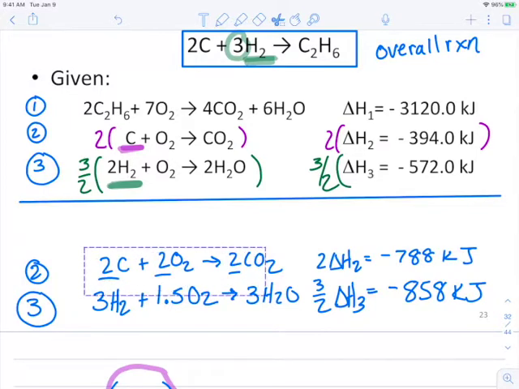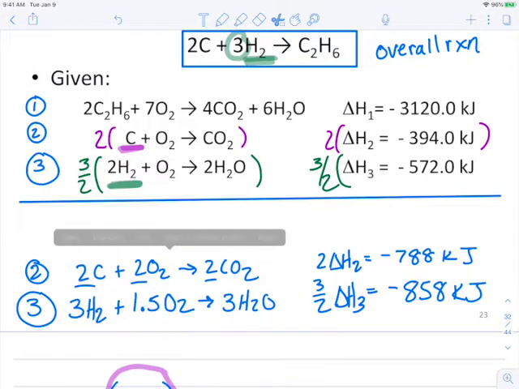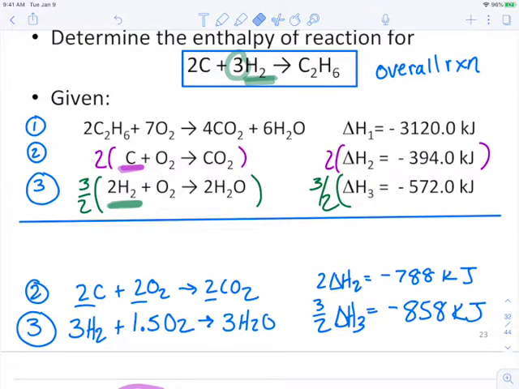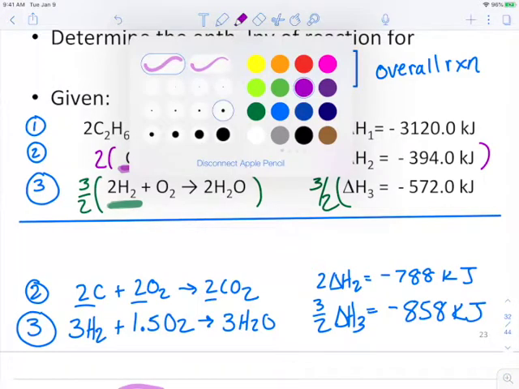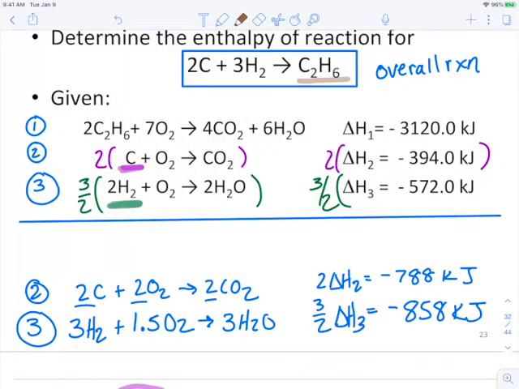I'm going to go ahead and move these over a little bit. There we go. All right. So next up, we're going to do our C2H6. And we've already done number 2 and 3, so I'm hoping that we find C2H6 in our first equation. And we do right over here. So then that's the only place we see C2H6.